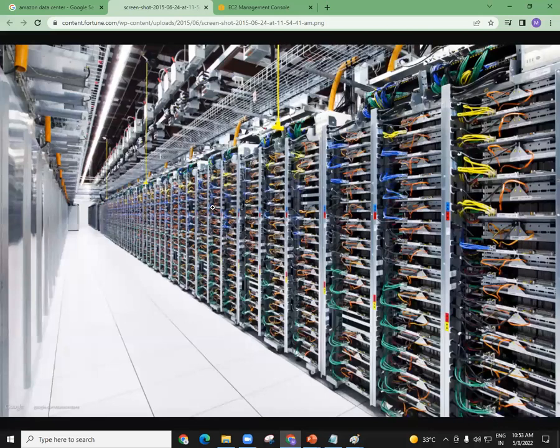Now, a one hour session is not sufficient for me to go through all the details, but you know what I have done? I just tried to show you what cloud computing is. I hope you understood what cloud computing is, but it will take more time for you to go through all the details of cloud computing.